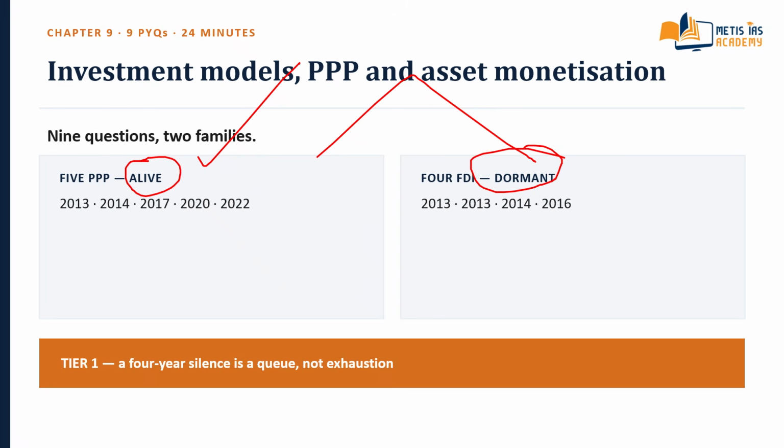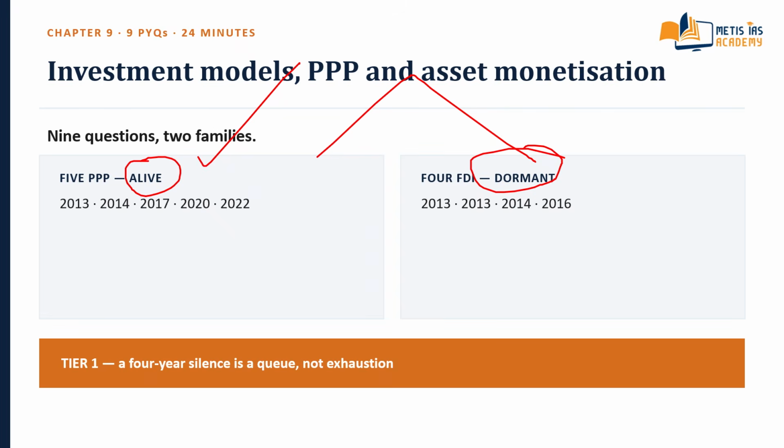What is dormant and what is alive? We are going to discuss in this particular section. 5 are about the PPP, asked in 2013, 2014, 2017, 2020 and 2022. Regarding FDI, asked in 2013, 2014, 2016. In 2013, 2 questions were asked. All of them clustered in 8 months and silent ever since. So the PPP family is alive. The FDI family in this head is dormant.